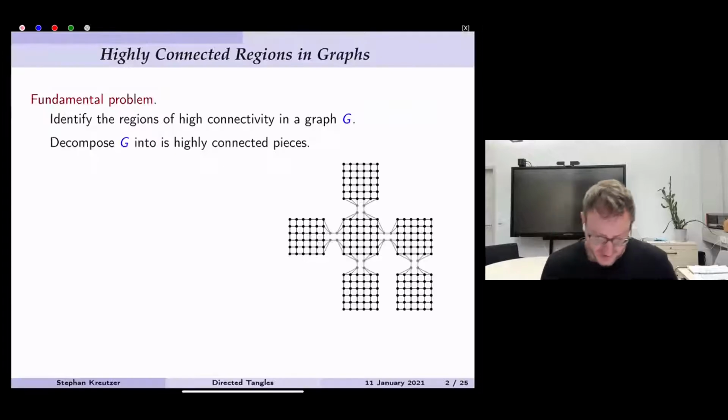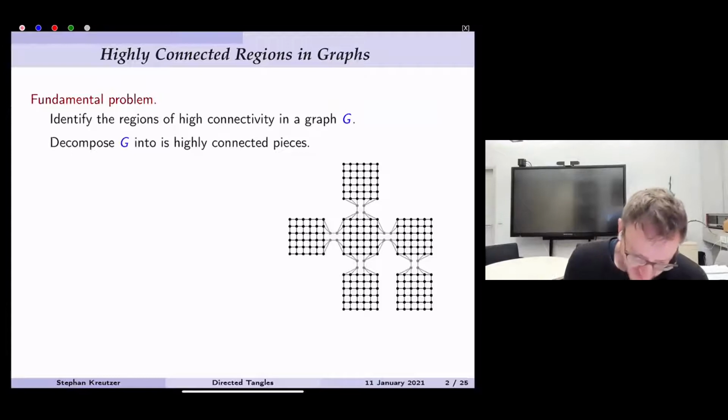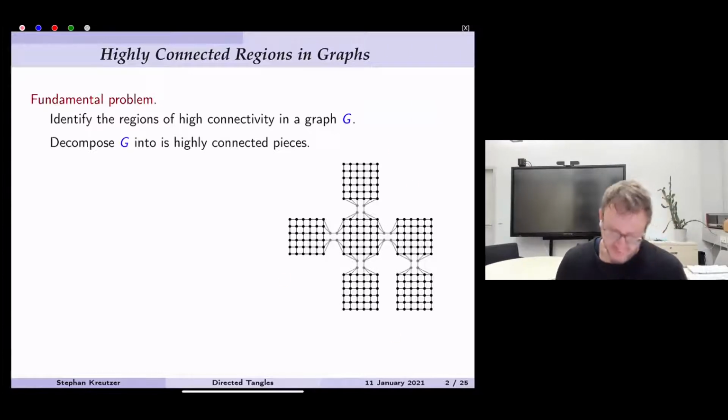As a bit of introduction, what tangles are is just a way of formalizing highly connected regions or pieces in a graph. And clearly, if you have a graph like this one here, one of the fundamental problems we might be interested in is to identify those pieces of the graph which are highly connected.